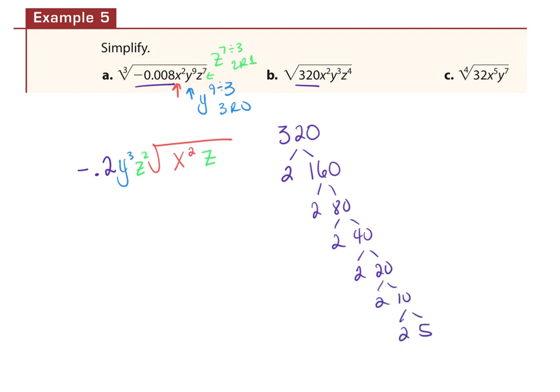All right, then I look at my index. What is my index here? Well, it's a 2. So in order to come out, I need to group it by 2's. So I have 1, 2 that will come out there. I have another 2 that will come out there. I have another 2 that will come out there. And then I have a 5 that will stay in.